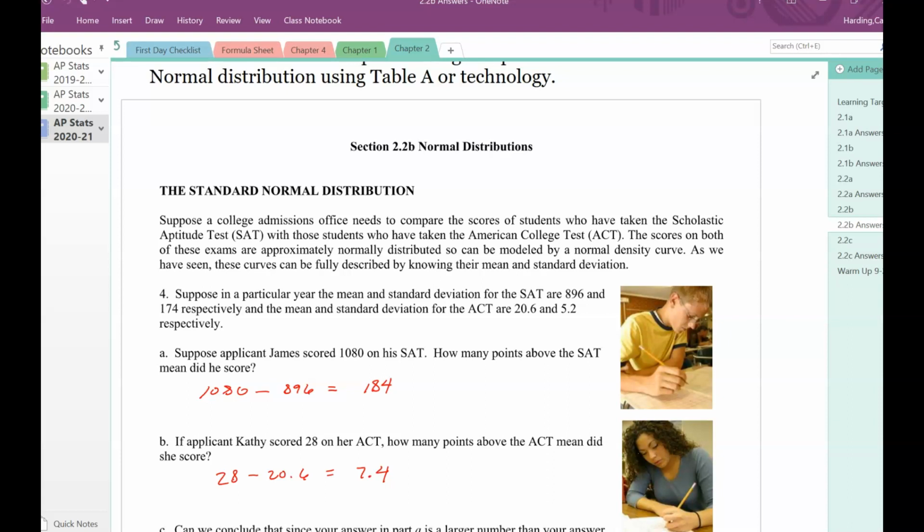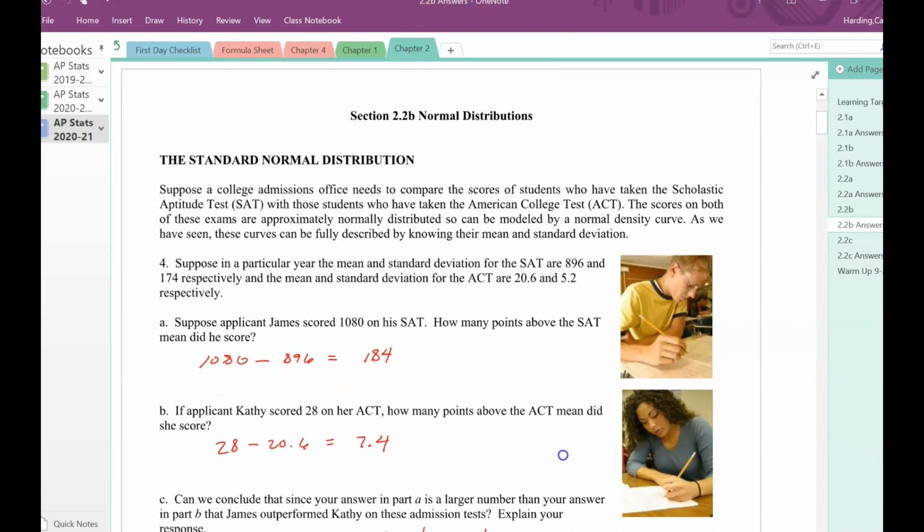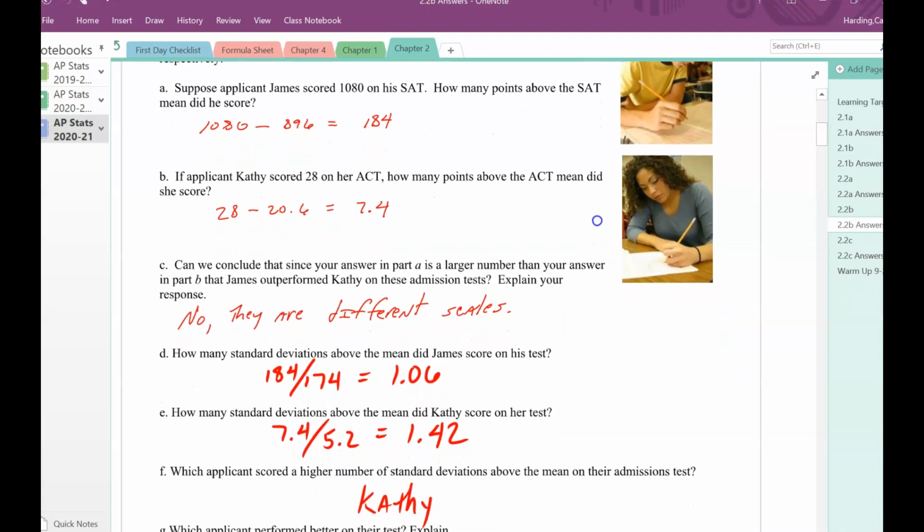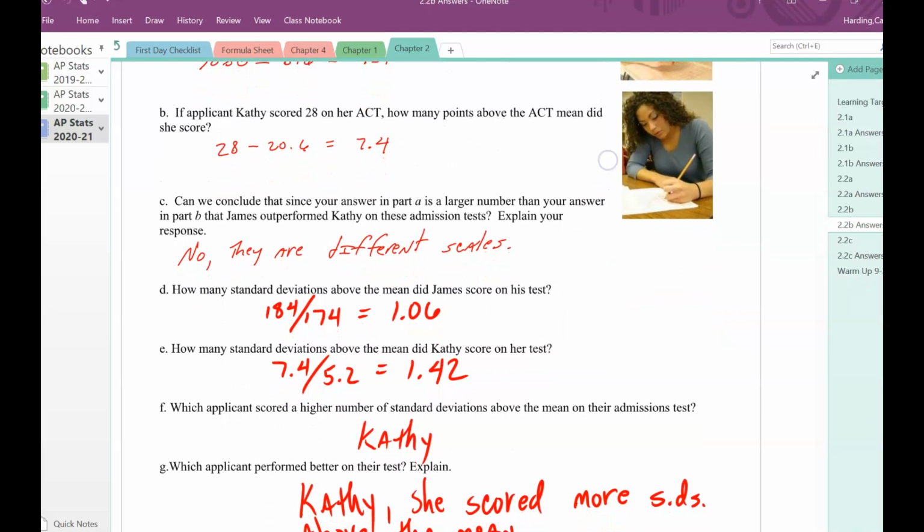They certainly both scored above the mean, but because they're measured on different scales, you can't really tell. But if we compare how well they did using the mean and the standard deviation, and we standardize their scores, now they are on the same scale with a mean of 0, standard deviation of 1, and then you can actually compare who did better. If you standardize both of their scores, you can see that James was 1.06 standard deviations above the mean, whereas Kathy was 1.42 standard deviations above the mean. So Kathy actually did better with her ACT score because she scored better relative to the rest of the distribution.